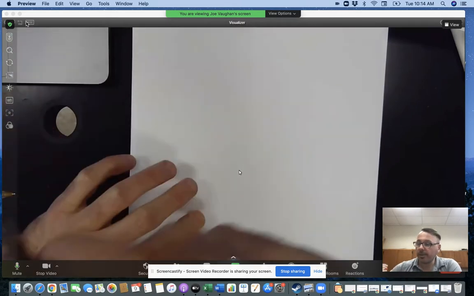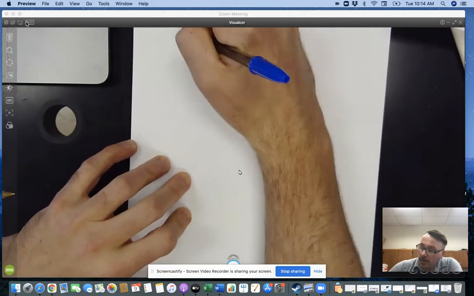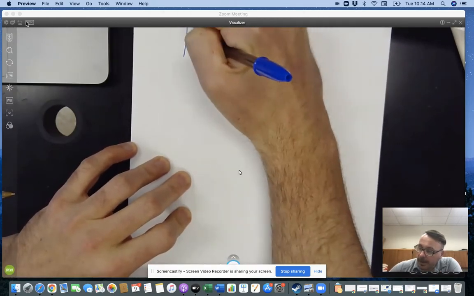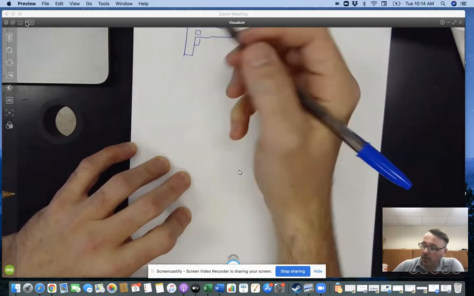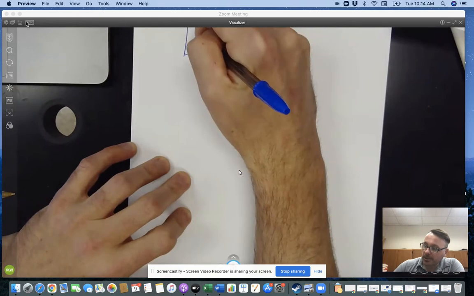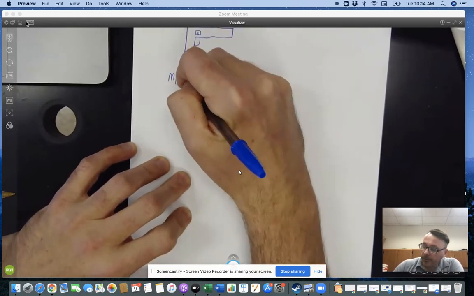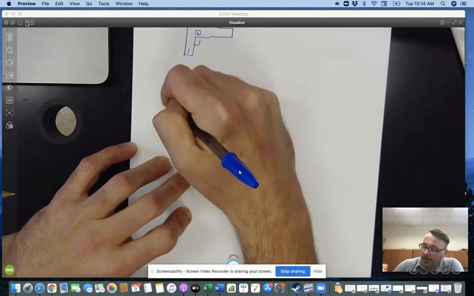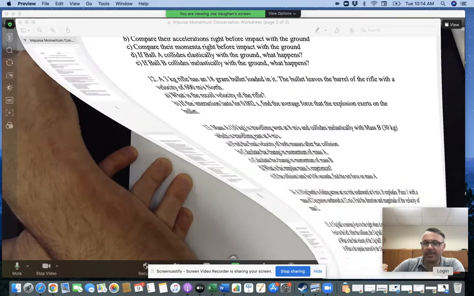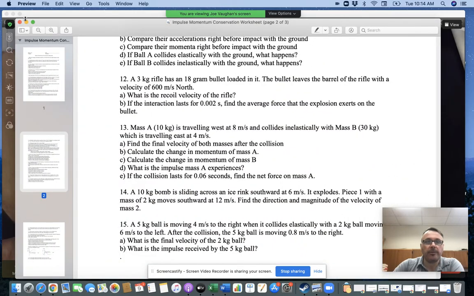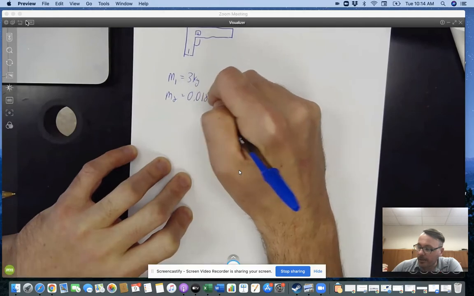So let's start with a picture. My before picture is bullet and gun. Here it is. I'm going to call the gun mass 1 and the bullet mass 2. We know that mass 1 is equal to 3 kilograms and mass 2 is equal to, what was that? It was a certain number of grams. Was it 18 grams? It was 18 grams. So I'm going to make that into kilograms, 0.018 kilograms.